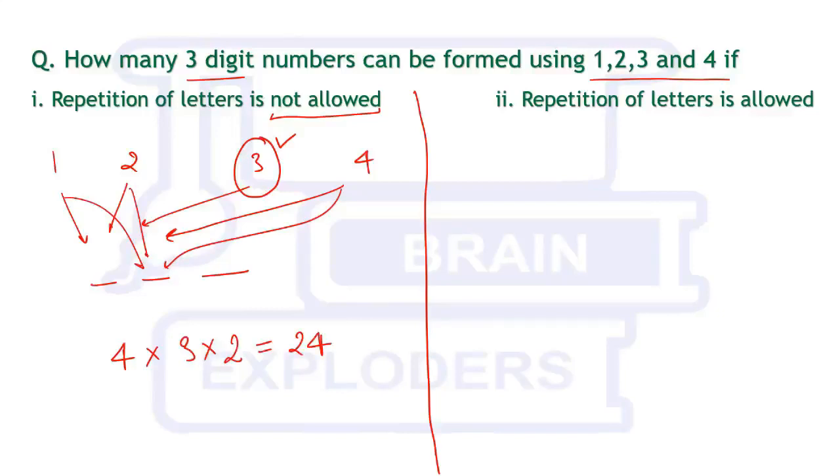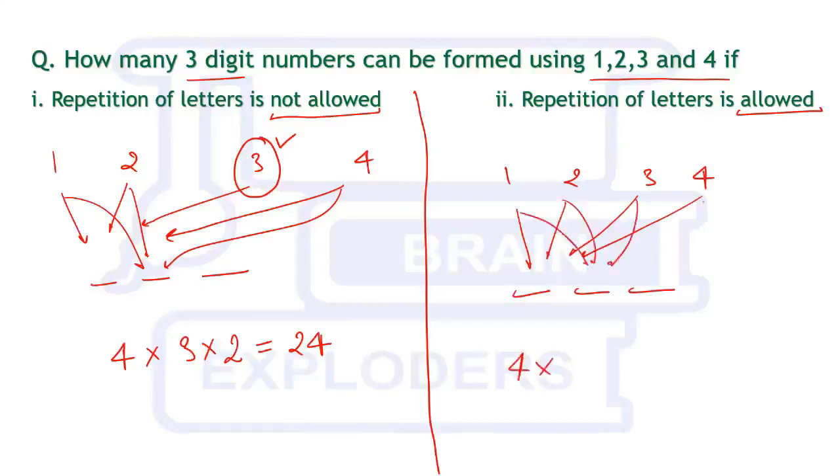Now if we see the case in which repetition is allowed, for the first place we have 4 choices, 1, 2, 3 and 4. For the second place again we have 4 choices. Why? Because this time repetition is allowed. It means if we form a number like 112 or a number like 111, it is not a problem. They are allowed. So for the next place also we have 4 choices. This time there are 64 ways, meaning there are 64 such numbers which can be formed using 1, 2, 3 and 4, and they are of 3 digits.